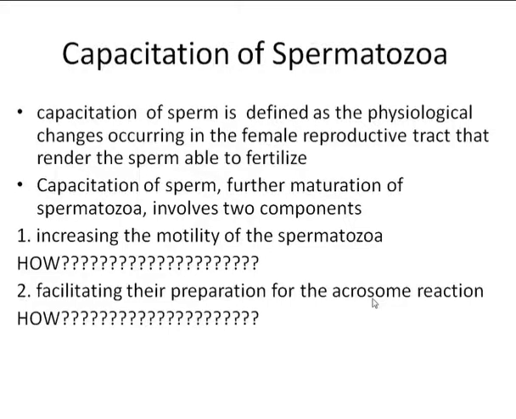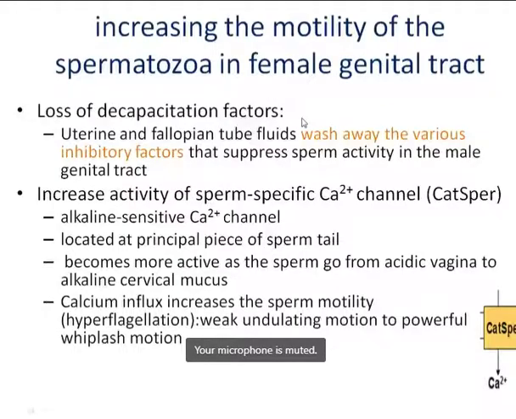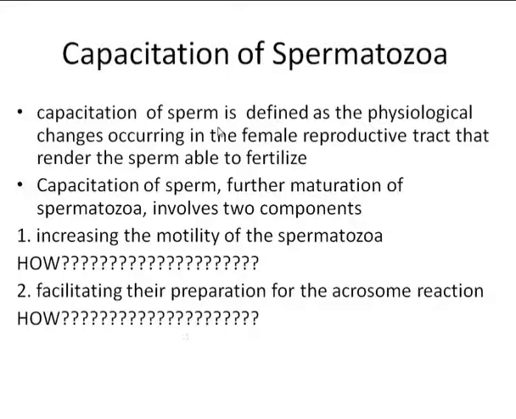This is seminogenin, which is also one of the factors. Another main important factor is the loss of the decapacitation factors. The uterine and fallopian tube fluids wash away various inhibitory factors, like the seminogenins you just told me about, or other factors also, but precisely which factors, that is not pinpointed. But I have told you that prostate specific antigen is produced from the prostate, for the capacitation of the sperm that will occur in the female reproductive tract.